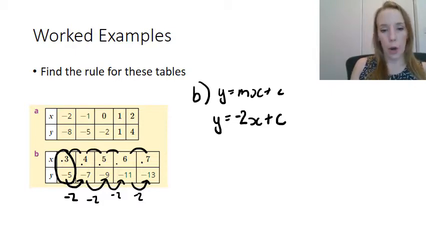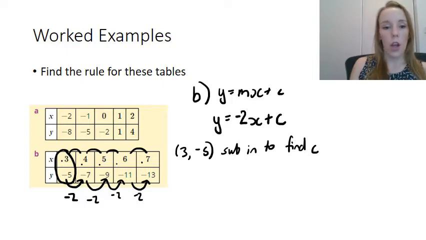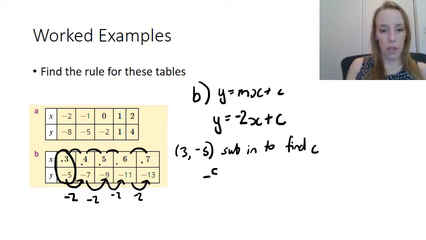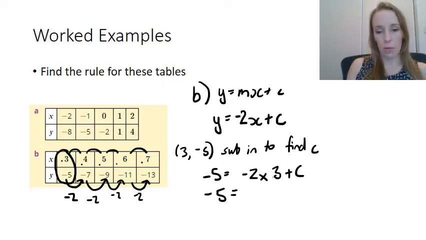Okay, so y in this case, so I'll just write 3, -5. And we're going to substitute those in to find c. So y in this case equals -5 equals -2 times x, and x is 3 plus c. So -5 equals -2 times 3. So a negative times a positive is a negative. 2 times 3 is 6 plus c. So -5 equals -6 plus c.